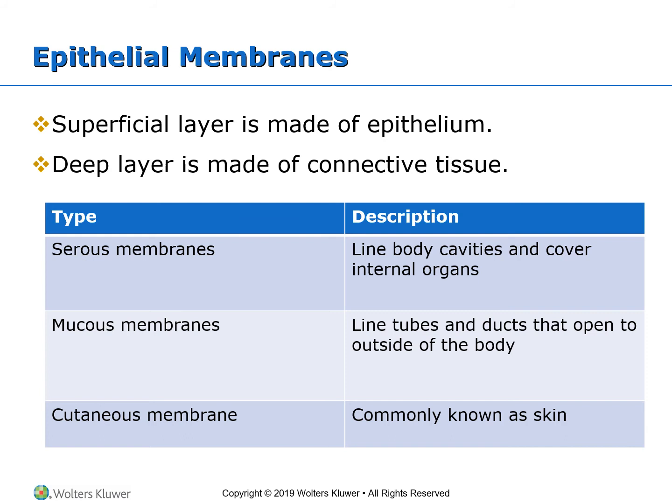So we have a few types of epithelial membranes. One of them will be the serous membranes that will line body cavities and cover internal organs. Another type is called mucous membranes, and they will line tubes and ducts that open to the outside of the body. And if you remember, I was telling you that some of the epithelial cells have the capability of secreting mucus. So in mucous membranes, we have a bigger quantity of the mucus secreting cells from the epithelial layer that are the goblet cells. And also, we have a membrane that is called cutaneous membrane, that usually we are calling the skin or the integumentary system.